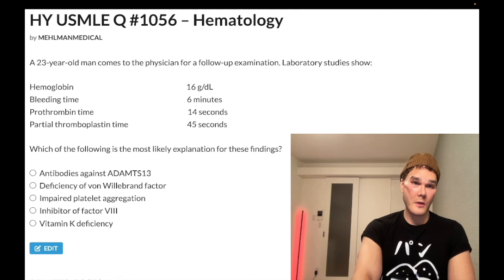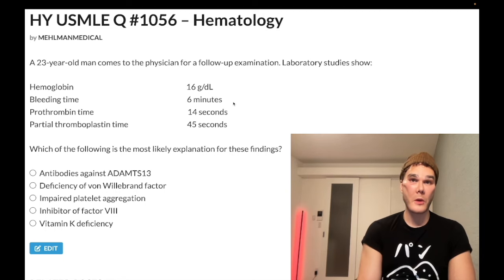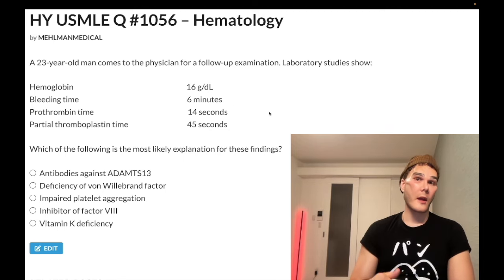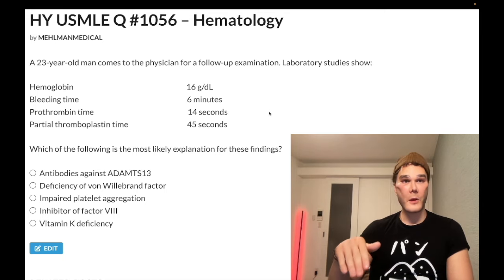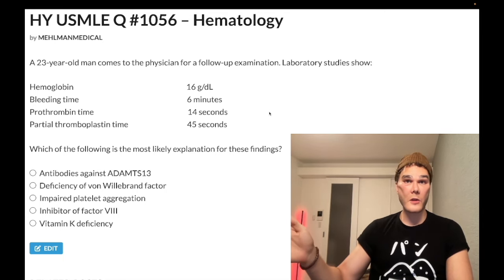Choice B, von Willebrand disease, wrong answer. And you know it's wrong because our bleeding time is not elevated. In von Willebrand disease, 100% of questions, bleeding time is going to be high. And only about 50% of the time will they give an elevated PTT. This is a key value point for some of you. But you're going to have a normal platelet count.